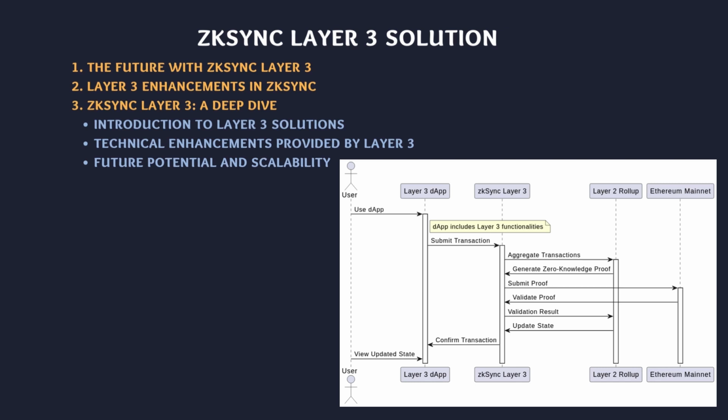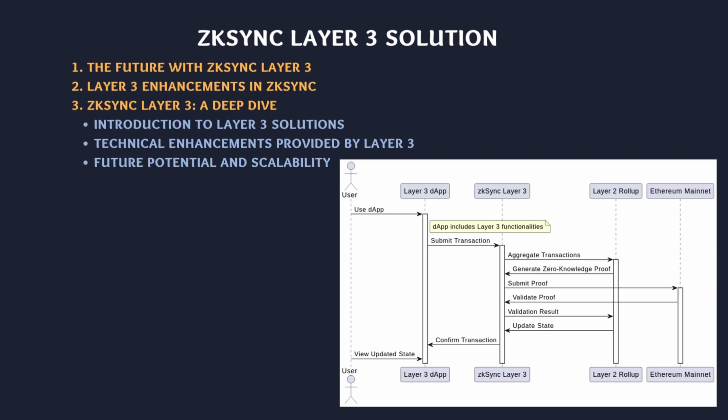Let's delve into some of the technical enhancements that zkSync Layer 3 brings to the table. 1. Improved privacy features. One of the key enhancements is the improvement in privacy features. Layer 3 solutions can provide advanced privacy techniques such as confidential transactions and anonymous smart contracts. This ensures that sensitive information is kept private while still benefiting from the scalability and security of the underlying layers.